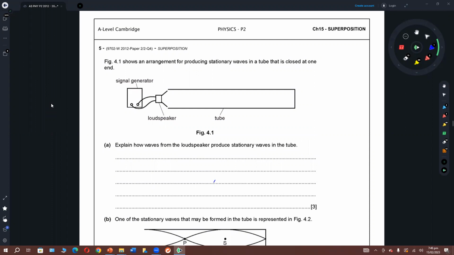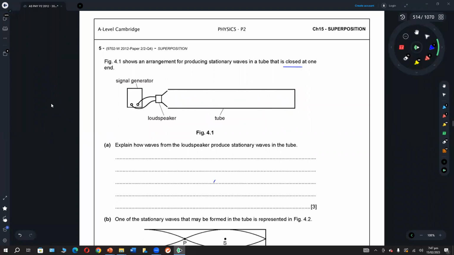The figure shows an arrangement for producing stationary wave in a tube that is closed. I hope you remember this thing, closed tube. Explain how waves from the loudspeaker produce stationary waves in the tube. The waves go up like this, strike and come back like this. This is reflection. So you tell the examiner that it is a type of superposition of incident and reflected wave.